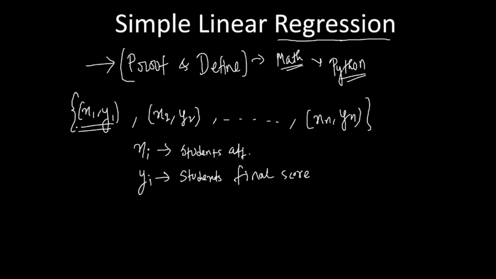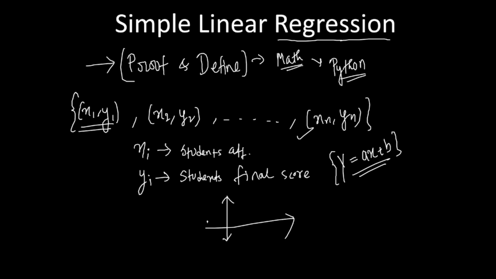Now, we would like to fit this data into a straight line of the form y equals ax plus b. We would try to make the straight line fit the data as perfectly as a straight line could. What do I mean by that? If you were to plot this data, you would see a scatter plot like this, with the data scattered all around.